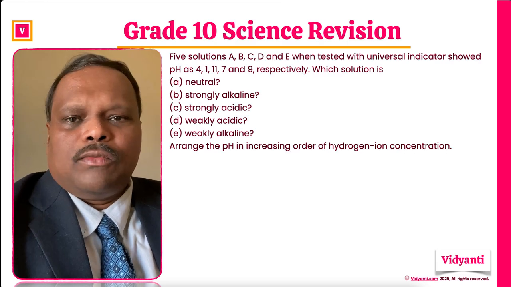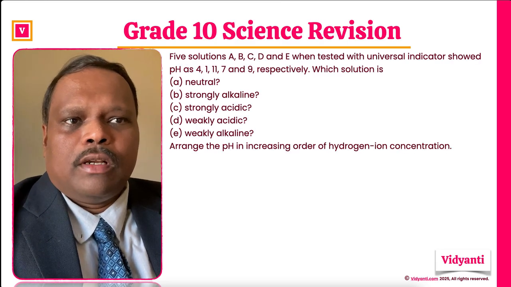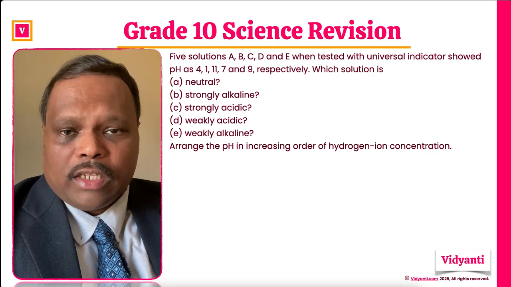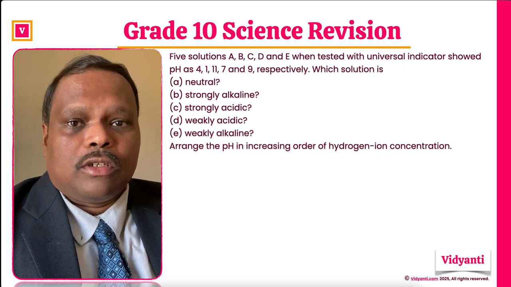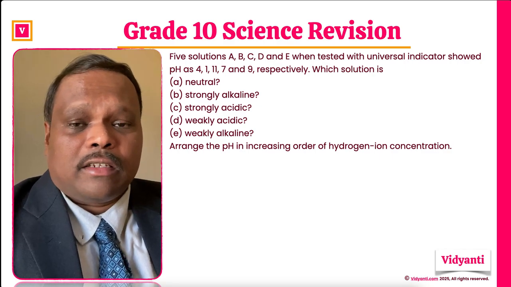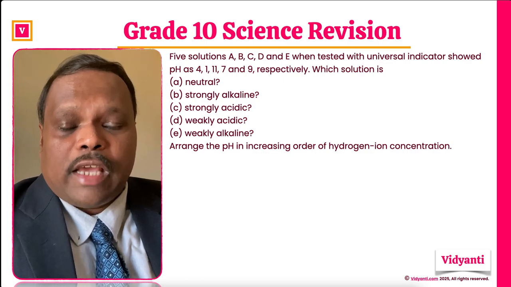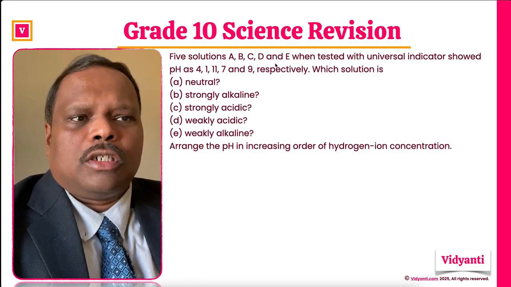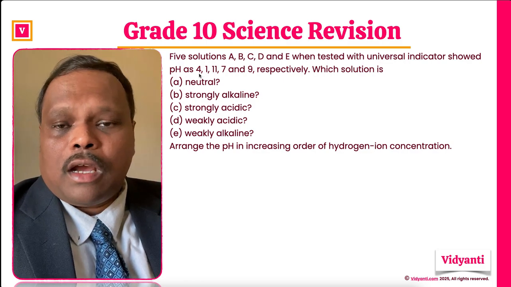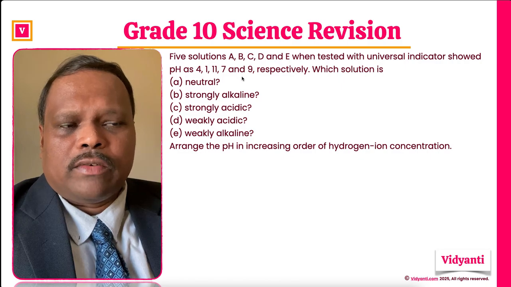Now let's see one quick MCQ example. They have given us 5 solutions with different pH, and they are asking what the characteristics are: which one is neutral, which one is acidic, and so on. So there are 5 solutions, and their pH values are mentioned here: 4, 1, 11, 7, and 9.